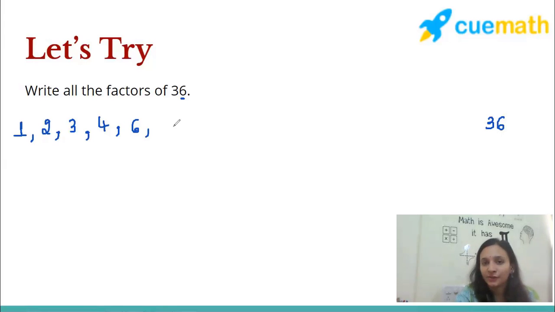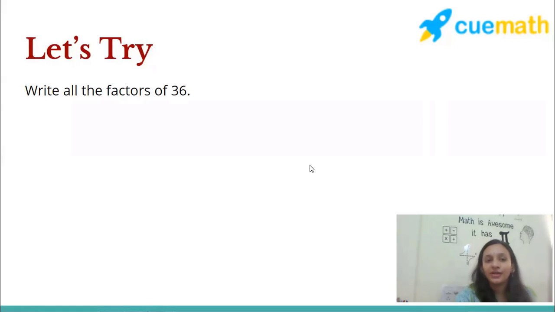7 is not a factor of 36, so is not 8. 9 4s are 36, so 9 is. 10 is not, 11 is not, 12 2s are 24, 12 3s are 36, so 12 is. 13 1s are 13, 13 2s are 26, 13 3s are 39, so 13 is not a factor, and so on. You can keep going and you would get all the factors of 36. So this is how you can list down all the factors of 36.